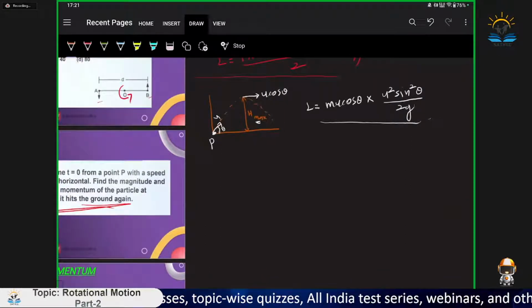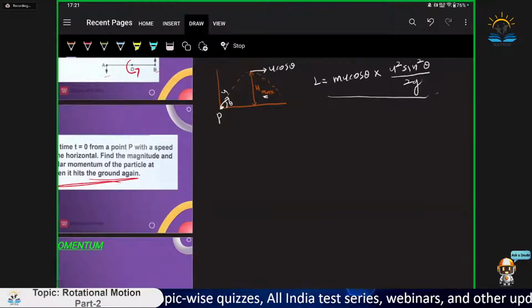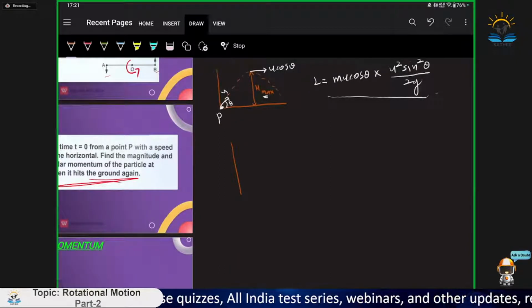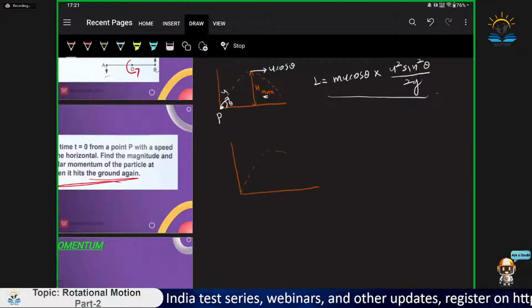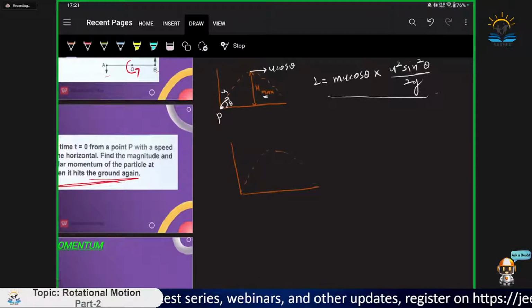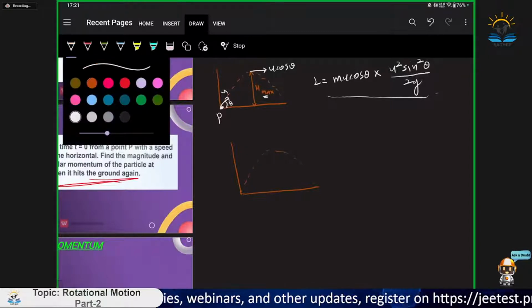Next is when it hits the ground. When it hits the ground, this is the condition, right?